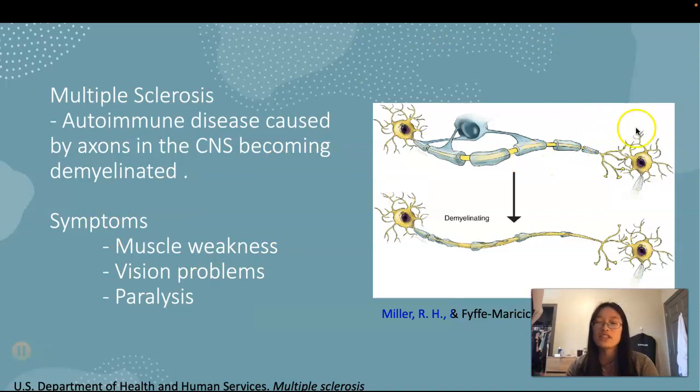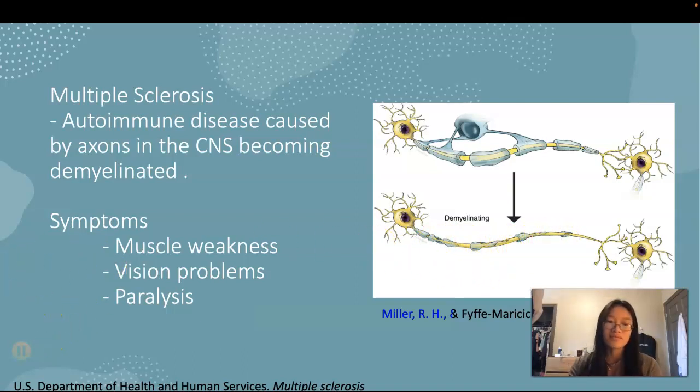And I have a picture to show how, over time, the myelin is being degraded. So you can see this is a healthy axon with the myelin surrounding the axon. But over time, in patients who have MS, the myelin is being degraded and it's just the axon being there.